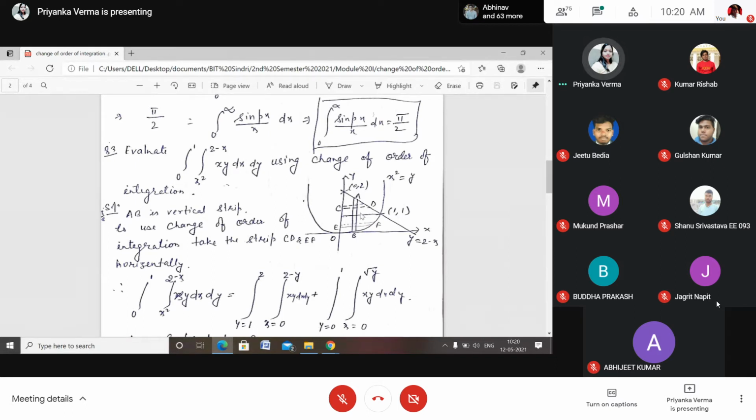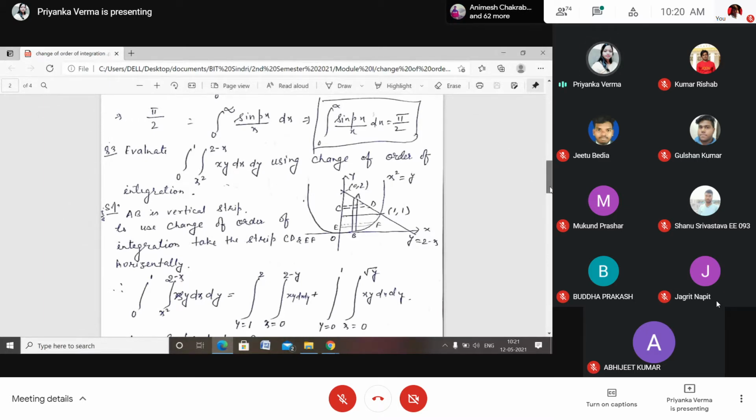If we take the strip in the horizontal direction, then the strip lies between two different curves. In CD, the strip lies between the y-axis and this line, and here the strip lies between the y-axis and this parabola curve. So we have to take two different integrals here. I have mentioned AB is a vertical strip. To use change of order of integration, take the strips CD and EF horizontally.